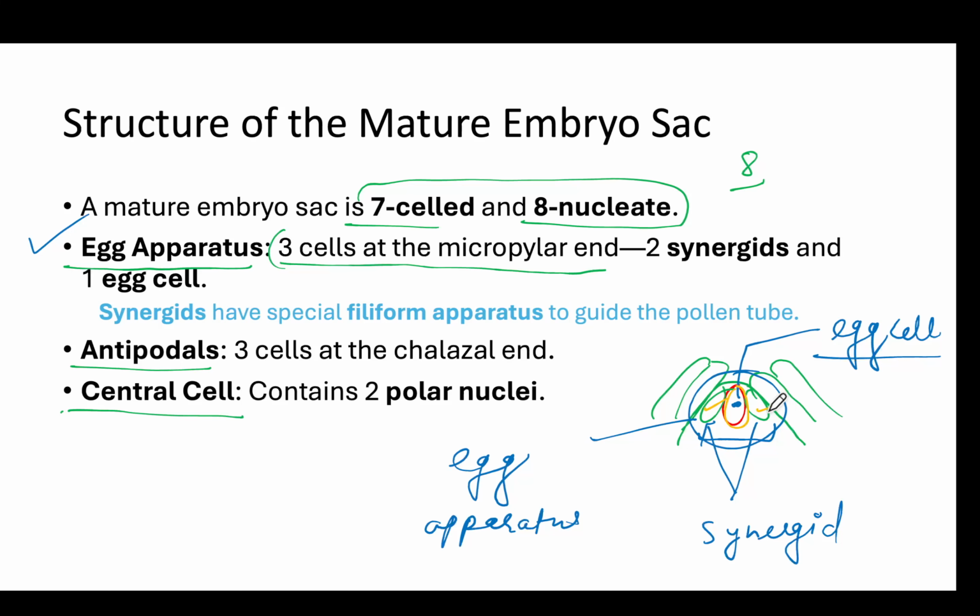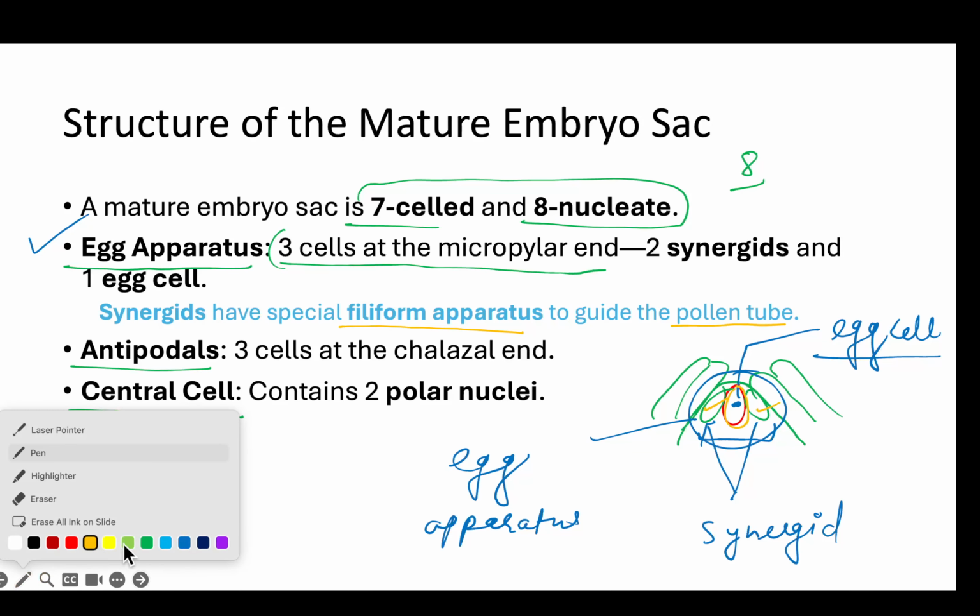Now think about it. We call it filiform apparatus, which we will learn. Okay, it's written here: synergid cells have a special filiform apparatus to guide the pollen tube toward the egg cell and central part, right?